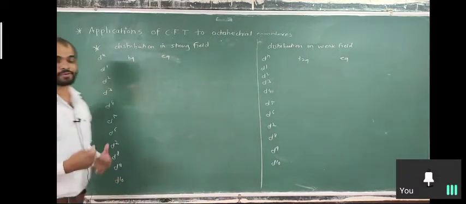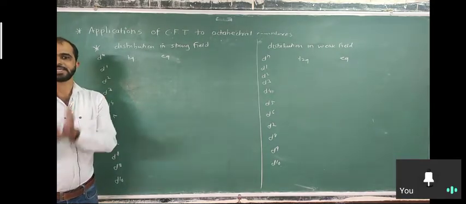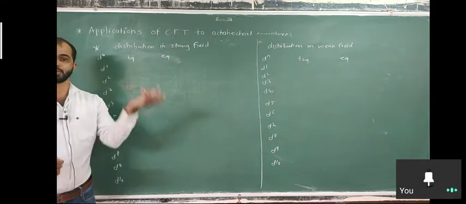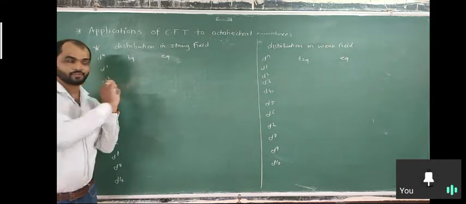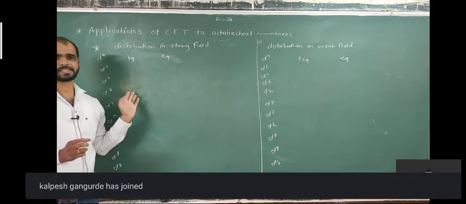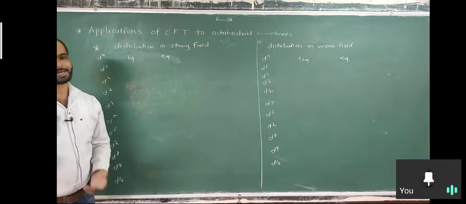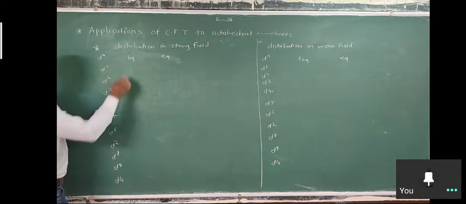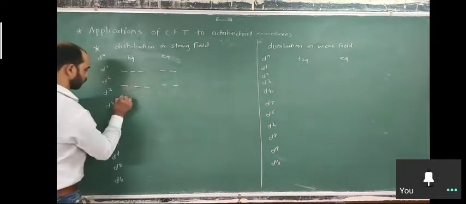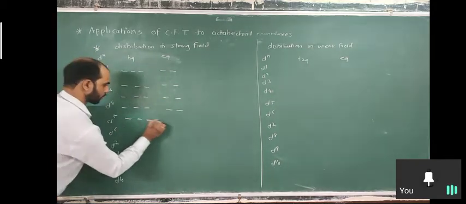So in strong field and weak field, how do we calculate the system? In a complex, there is an atomic number and an oxidation state. So in the ion state, we find the atomic number, meaning you find the electronic configuration, and then see how many electrons are remaining in the d orbital. This is your system.